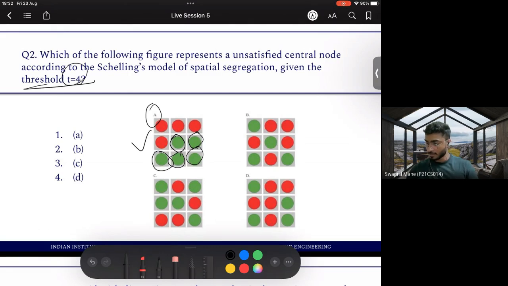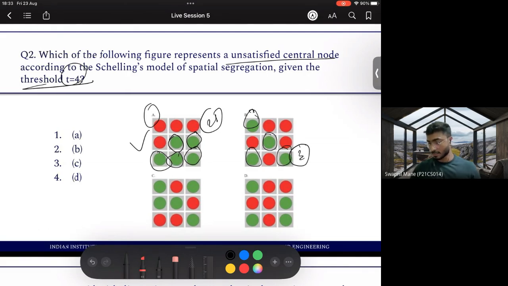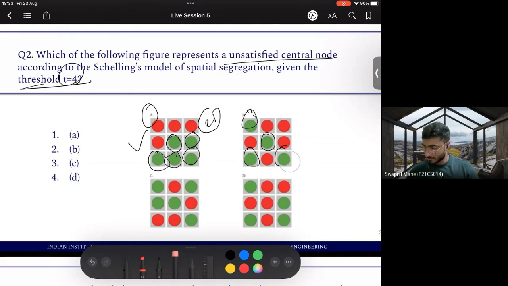The second option, let's look at the central node, because the question mentions that we need to check whether that central node is satisfied or not. It is central, right? So in this question, this is the central node. Let's evaluate how many similar-type neighboring nodes there are. 1, 2, 3, only 3 are there. Here there are 4. Let's take another example. I had not written it correctly, so here it is 3.